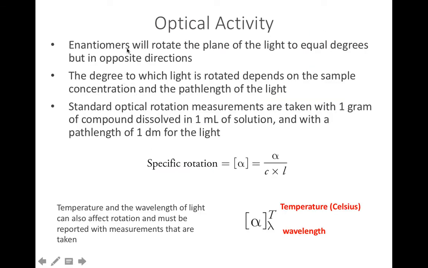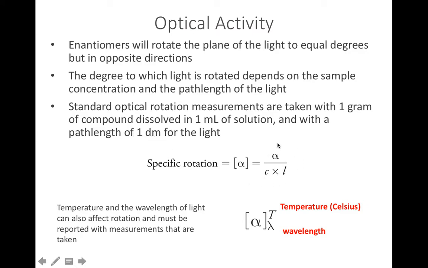So it turns out that enantiomers will rotate the plane of light to equal degrees, but they do so in opposite directions. Now, the degree to which the light is rotated depends on a lot of different factors. It depends on the specific compound. It also depends on the concentration of the solution. It also depends on the path length of light, right? The longer the polarimeter is, the more opportunity the chiral compound will have to rotate it. And so standard optical rotation measurements are done at a concentration of 1 gram per milliliter and with a path length of 1 decimeter.